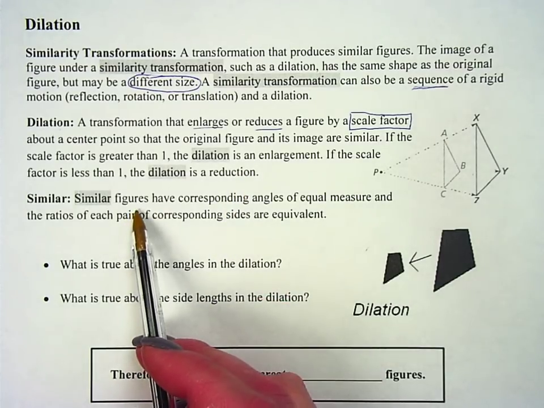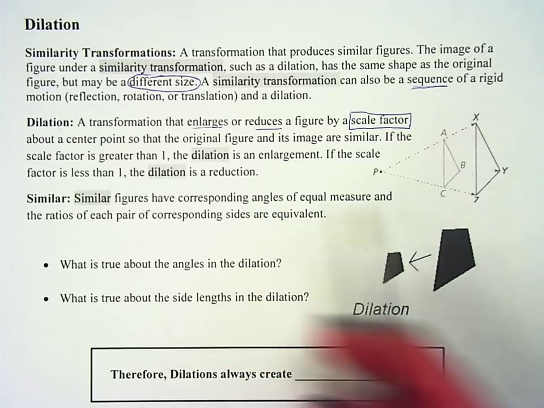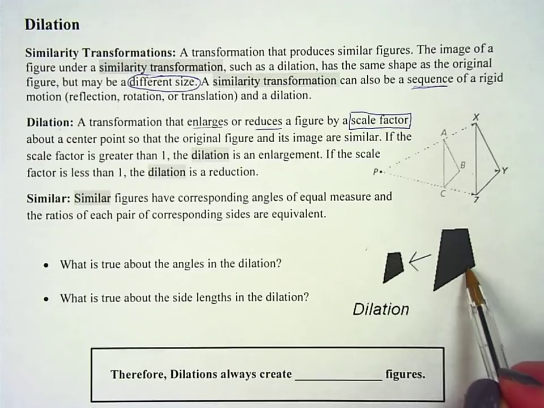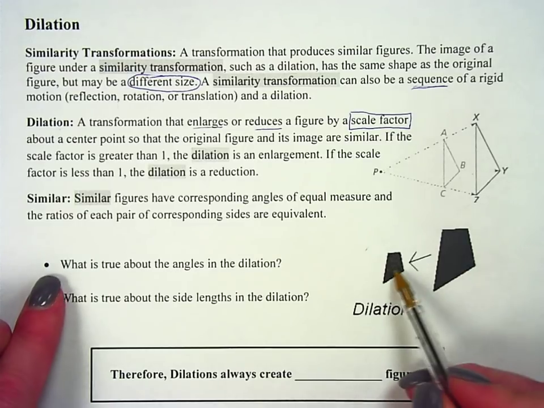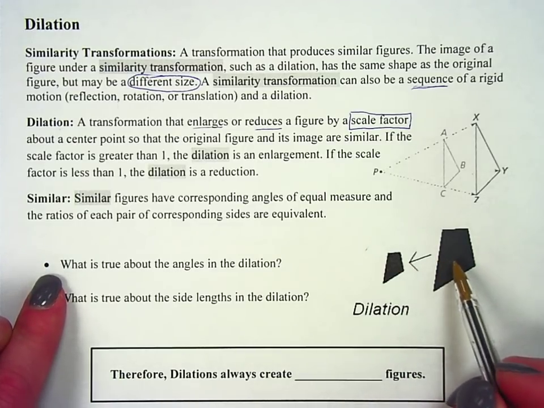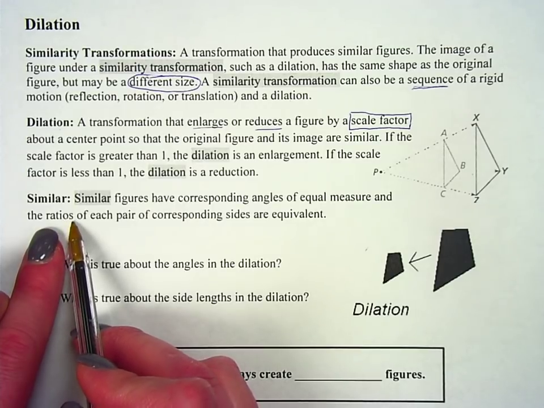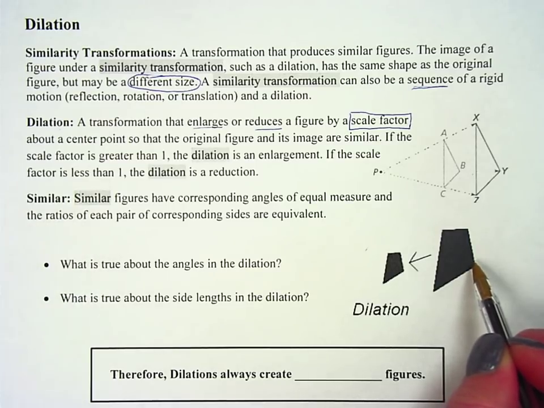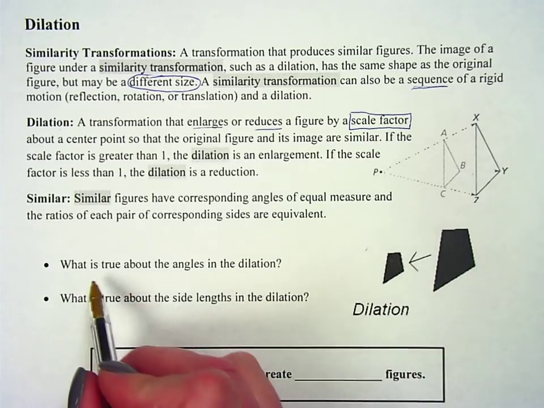In my similar figures, the corresponding angles are equal. So this angle down here equals this angle equals this angle, but it's going to get bigger or smaller when I get done, leaving me with the ratio of the sides being equivalent. So this side length no longer equals that side length, it's the ratio of the sides that are equivalent. So let's go ahead and fill that part in.